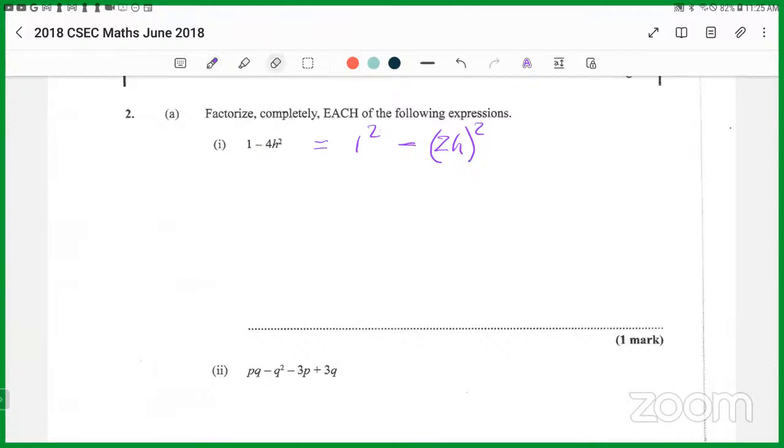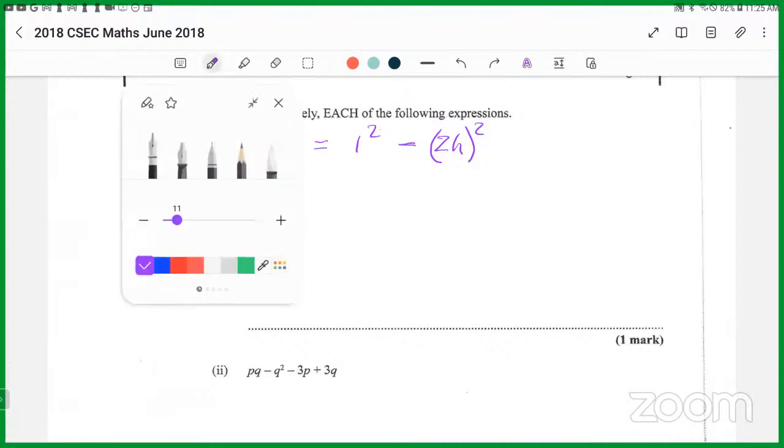Some persons put it as 4h all squared. So let us learn from the mistake, right? You have to put the square root of the 4 inside here, but you're squaring it back. And then the square root of the h squared in here, which is just the h, but you're squaring it back. That is it. Notice it is in the form of the difference of two squares.